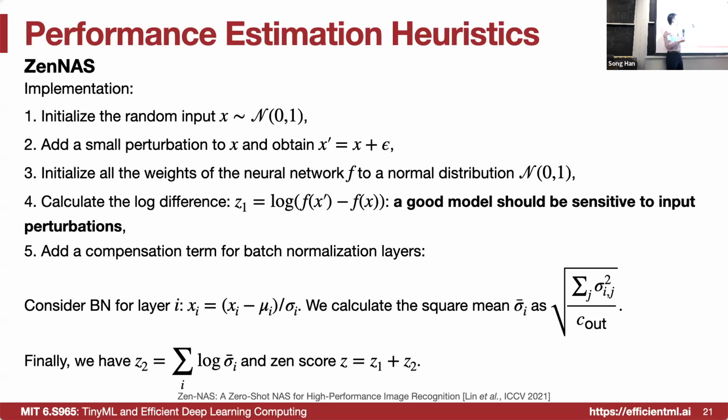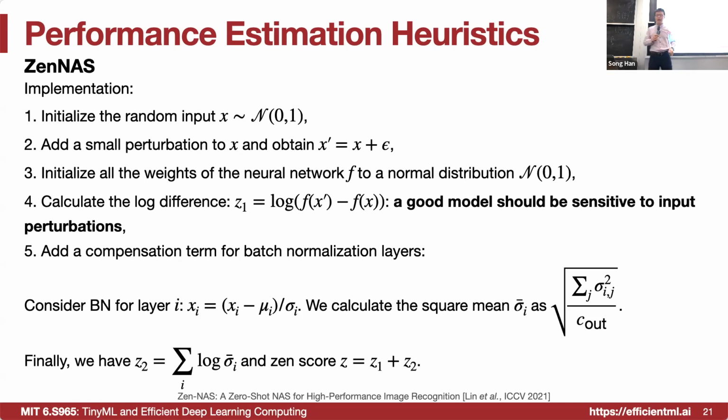The key intuition is that a good model should be sensitive to input perturbations. If you change the input, the output is supposed to fluctuate as well, rather than you change the input but the output completely stays the same, very insensitive. That's a heuristic to determine whether a model is a good model.